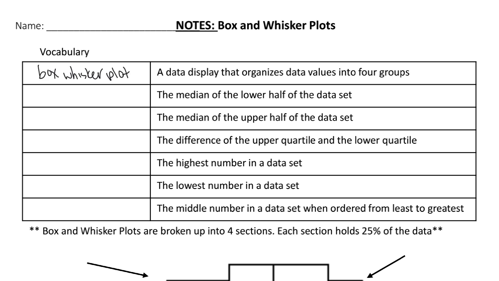The median of the lower half, so the middle of the lower half of the data, is called the lower quartile. Okay, so the lower quartile. The median of the upper half is called the upper quartile.